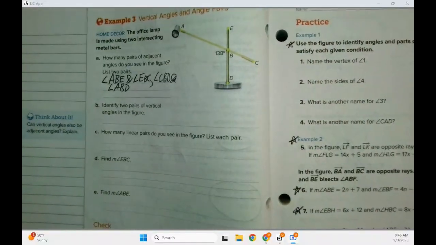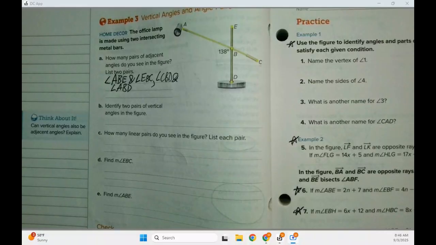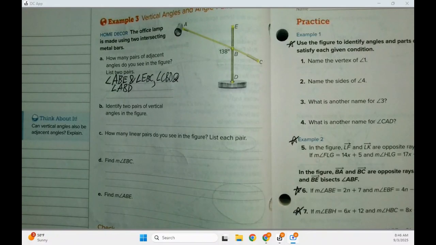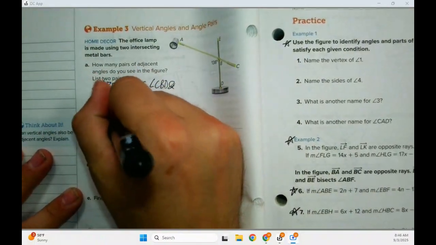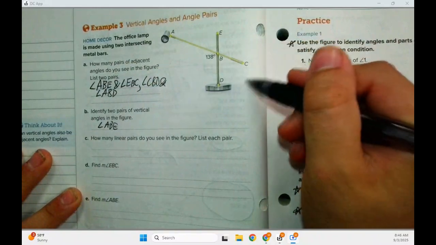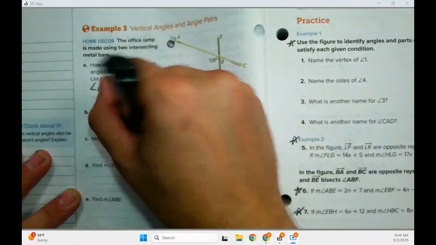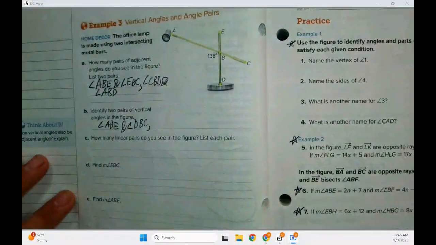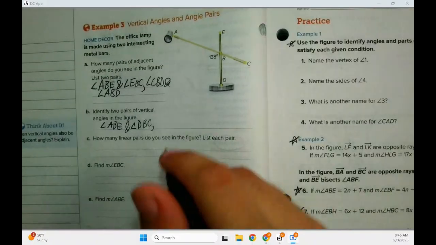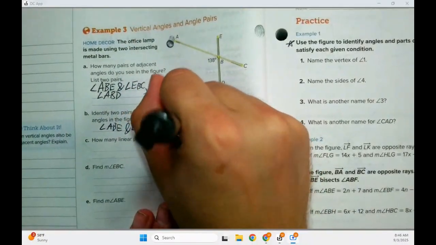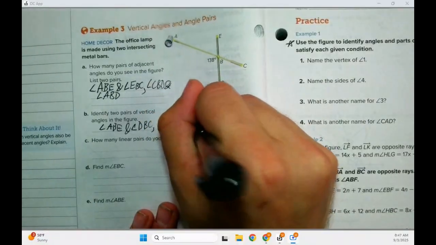So now it asks this, identify 2 pairs of vertical angles, right? Using our gang signs here, are 2 pairs of vertical angles. We're looking for the opposites across the endpoints. Yeah, that's our first one. So we have ABE and DBC. Angle DBC. And then what's our other pair that we don't have yet? So if we have angle EBC and angle ABD.